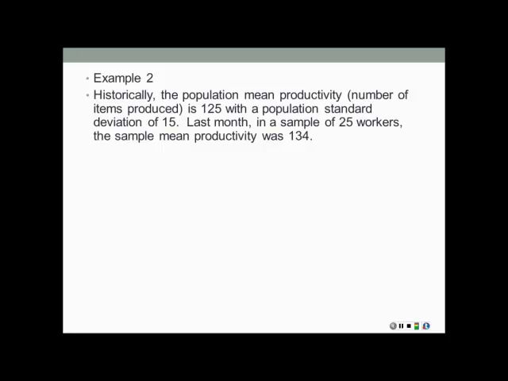So now, historically, I'll just tell you, this problem right here is going to be a sampling distribution just like the one we just did, except I'm kind of moving a step closer to the basic philosophy of hypothesis testing and statistical inference, which is what we're going to be doing for the rest of the course. Historically the population mean number of items produced is 125 with a population standard deviation of 15. Last month, in a random sample of 25 workers, the sample mean was 134.